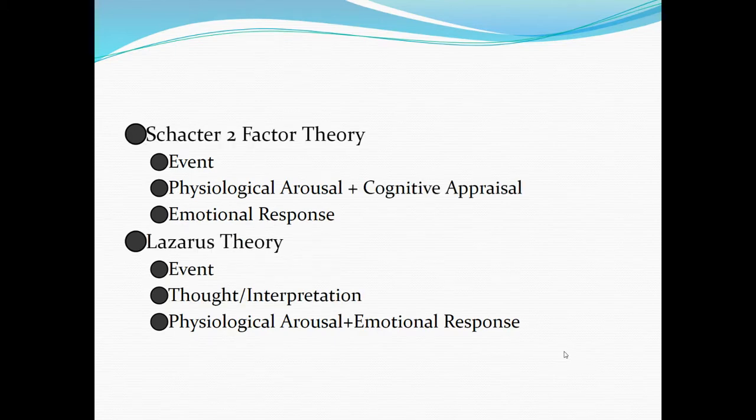The Schachter two-factor theory, or the Schachter-Singer theory, but so many people just call it the Schachter two-factor theory because it rhymes and it's easy to remember, says that there are two factors that play into our emotional response. First, the event happens, and then at the same time, we experience a physiological arousal, so something within our body gets worked up, and a cognitive appraisal, which is a form of interpretation. These two things happen together. These are the two factors. And then ultimately, we have our emotional response that occurs together.